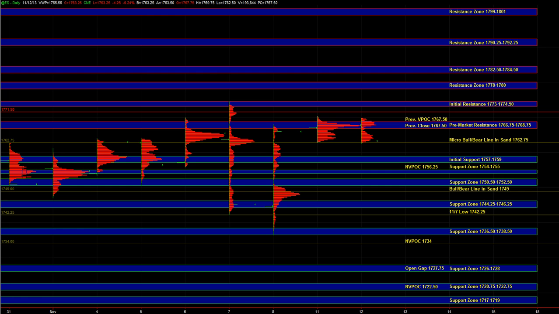Now heading into the open, we're using the 62.75 as the micro bull bear line in the sand. A break below that would indicate sellers in control, at least short term, and bring the 57 to 59 zone into play, the naked VPOC at 56 quarter, and the support zones at 54 to 55. If there's really strong selling, we could head down to 50 half to 52 half, and that zone has potential to shut off the selling and cap the downside.